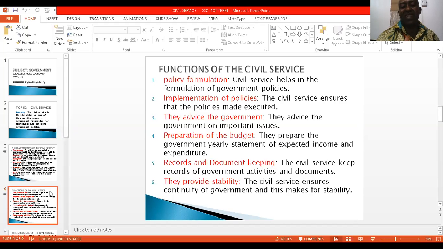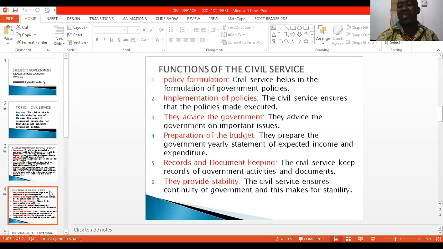That's the reason why you see that the executives, one of their functions is that they prepare the budget and present it to the National Assembly. So the civil service belongs to the what? Executive arm of government. They are the administrative part of the executive arm of what? Government. These are some of their duties.